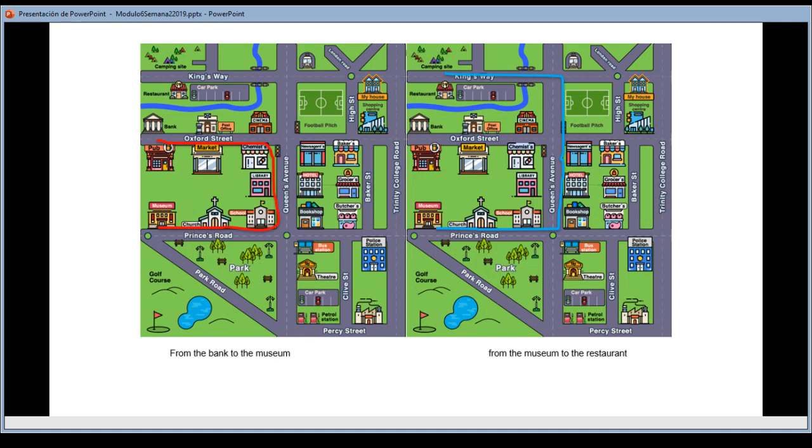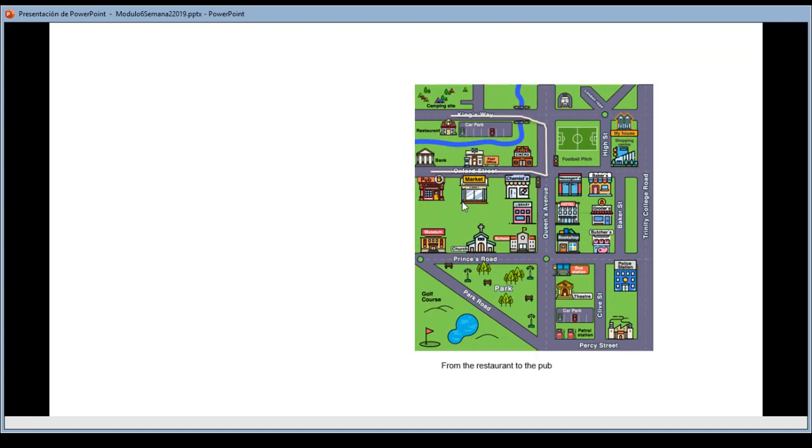Yes? Now, the final point is describe how to get from the restaurant here to the pub. So here it is the restaurant. You may follow this way and then you arrive to the pub here.